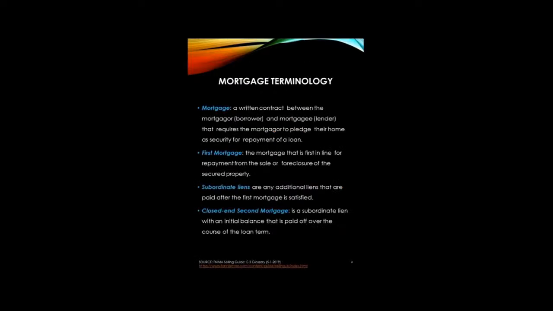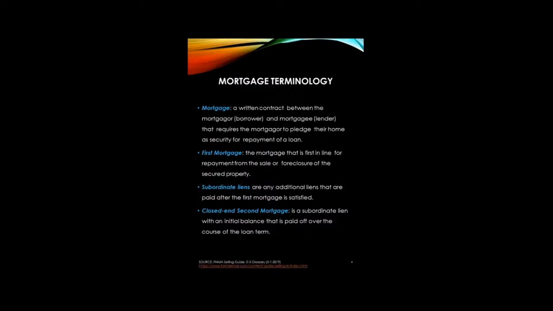So let's get started with the mortgage terminology. First, we have to learn what is a mortgage. A mortgage is a written consent between the mortgagor, which is the borrower, and the mortgagee, which is the lender, that requires the mortgagor to pledge their home as an asset for repayment of the loan. Let me briefly summarize what a mortgage is.